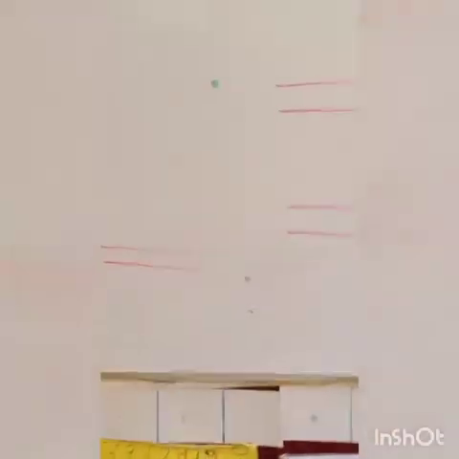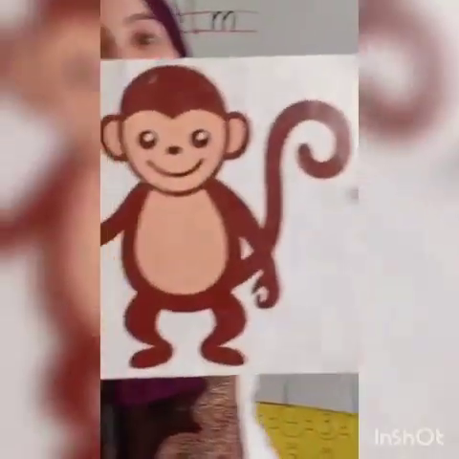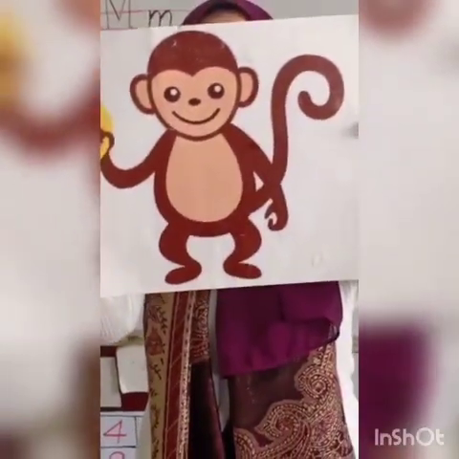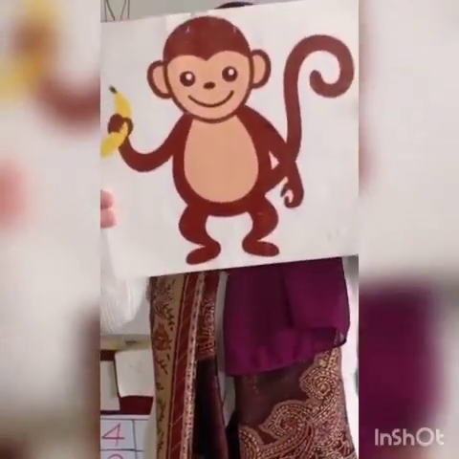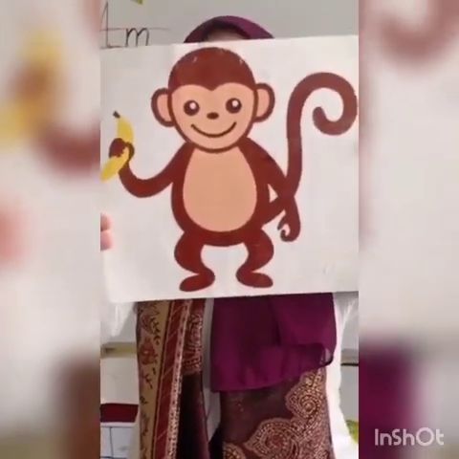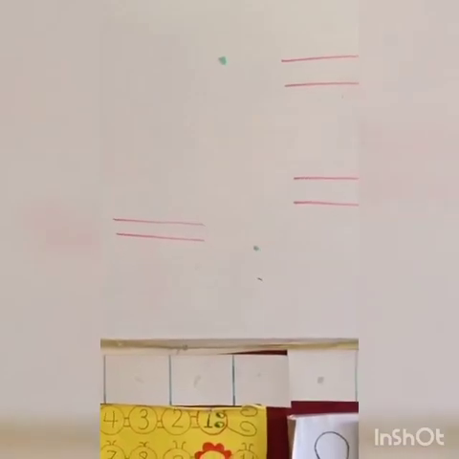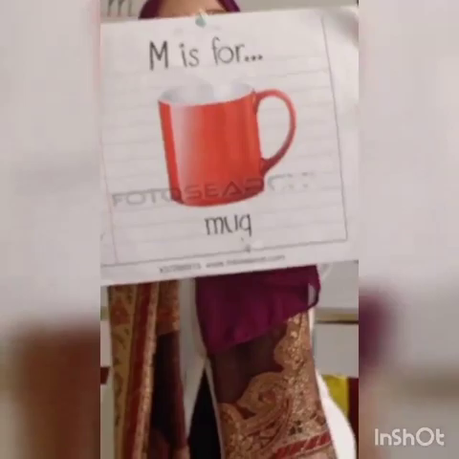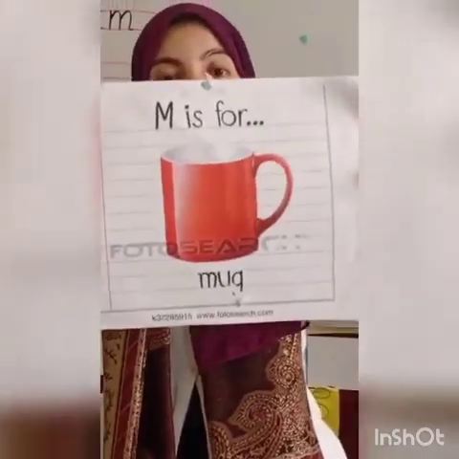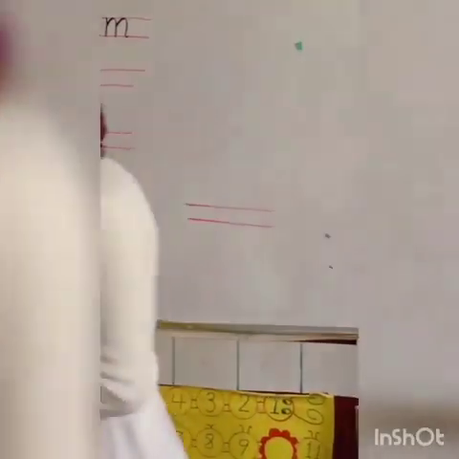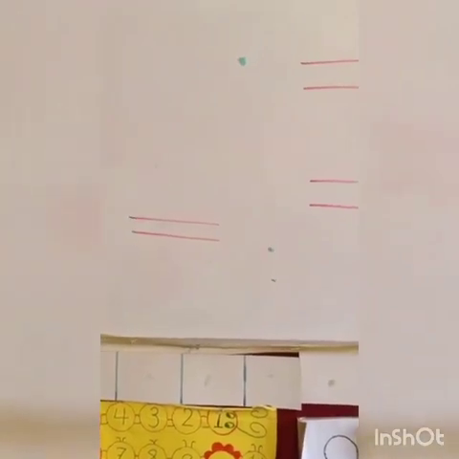Okay. And we have also, what is this? This is a monkey. Monkey. Okay, the monkey can climb the tree. And what is this? Mug. Mug. Excellent, boys and girls. So we remember letter M with its friends. Okay, now we all remember letter M.